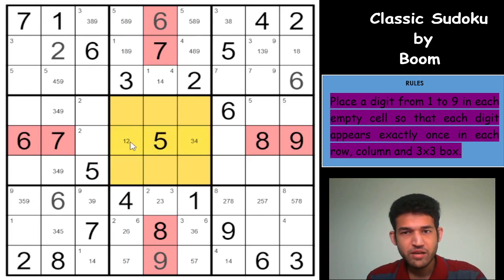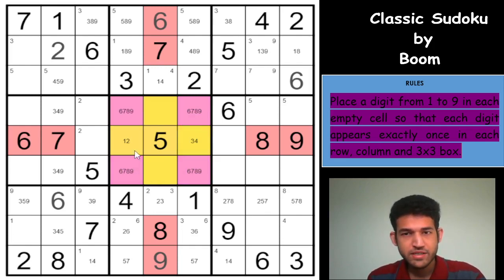6, 7, 8, 9 are eliminated from these three cells. And in column 5, 6, 7, 8, 9 are eliminated from these two cells. So which means we have exactly 4 cells left for 6, 7, 8, 9. So we can just make a pencil mark there, 6, 7, 8 and 9.